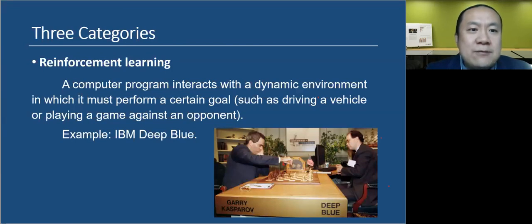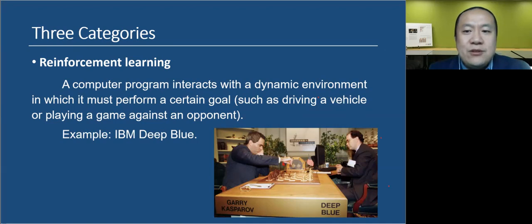The last one is called reinforcement learning. And here you may see a picture of Deep Blue. The definition is a computer program that interacts with a dynamic environment in which it must perform a certain goal, such as driving a vehicle or playing a game against opponents, like Deep Blue from IBM. I think most of you have already heard the story about Deep Blue. So reinforcement learning calculates the chance to win for each move in the chess competition and chooses the step that has the most chance to win. And it will adjust its strategy after the opponent's move.